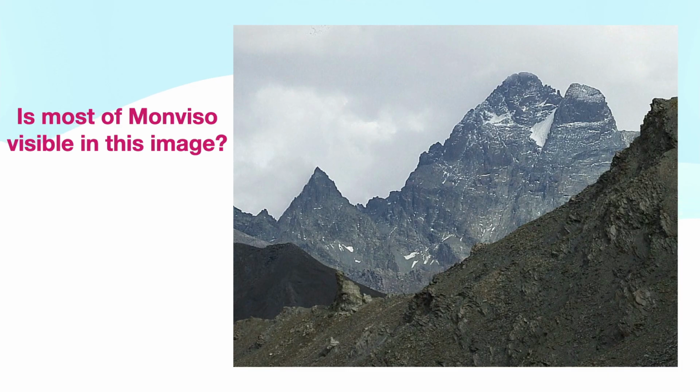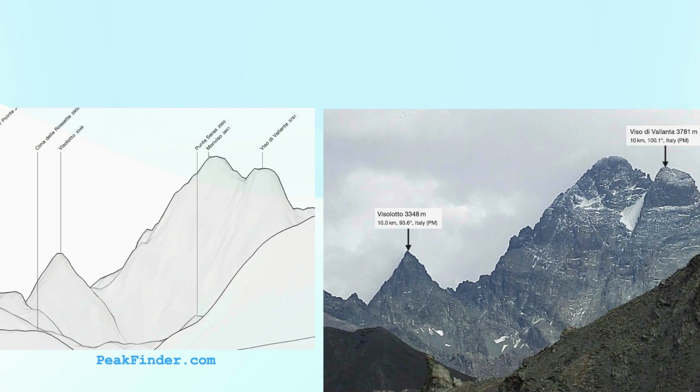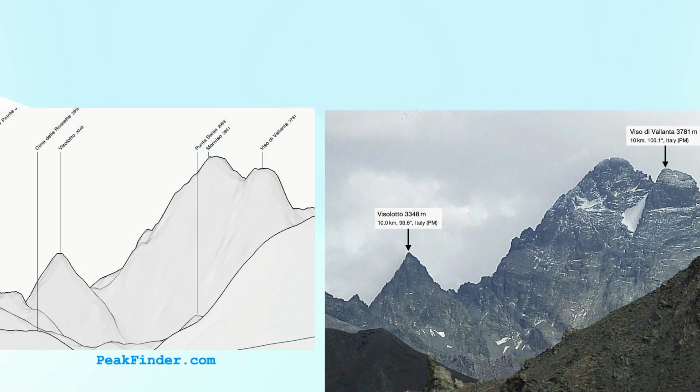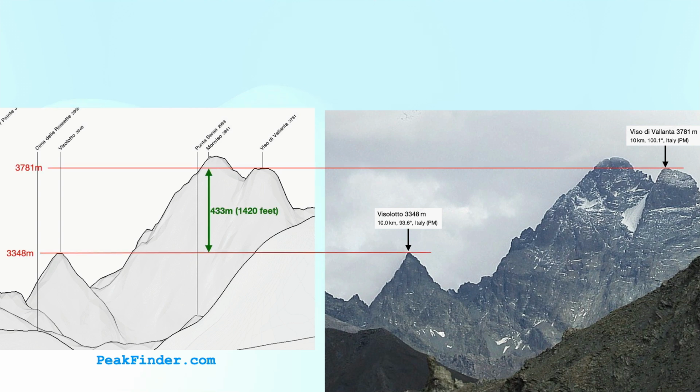The trouble with mountain images is we can't easily visualize their true height above sea level, only their height compared to nearby saddles to other mountains. Can you tell if we can see most of Monviso in this picture? I located where the photo was taken and put it into Peak Finder and found two peaks both 10 kilometers from the camera, which gives us a yardstick, or a meter stick in this case.